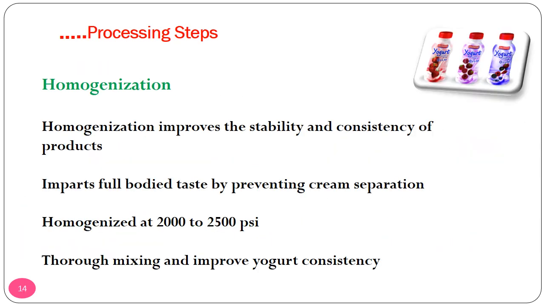So sometime homogenization is also required. What is homogenization? In details we have discussed in previous lecture. It improves the stability and consistency of the product, imparts full bodied taste and prevents cream separation. Homogenized at 2000 to 2500 psi through mixing and improve yogurt consistency. So this all we have discussed. It is done before actual fermentation.